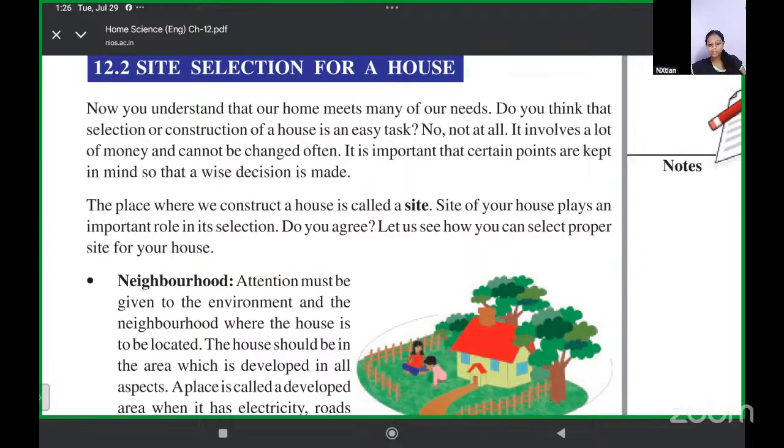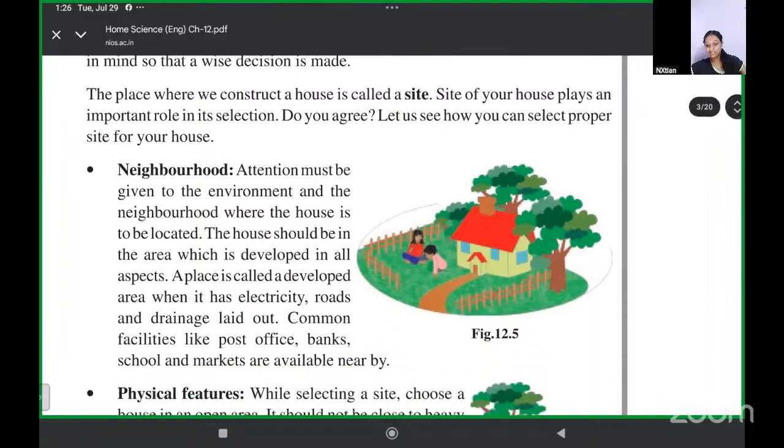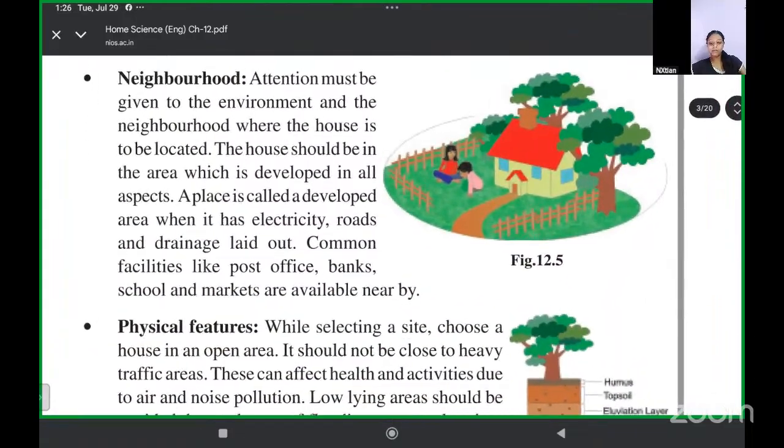Now, the place where we construct a house is called a site. The site of your house plays an important role in its selection. Let's see how you can select a proper site for your house. First is neighborhood. Attention must be given to the environment and the neighborhood where the house is to be located. The house should be in an area which is developed in all aspects. A place is called a developed area when it has electricity, roads, and drainage laid out. Common facilities like post office, banks, schools, and markets are available nearby.